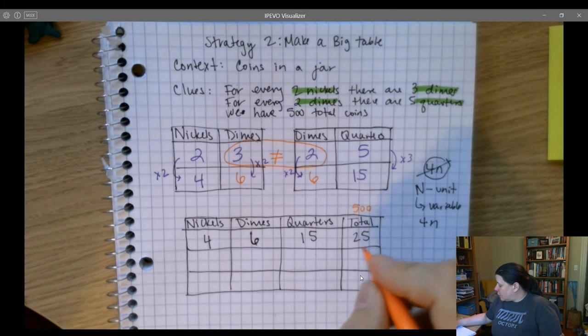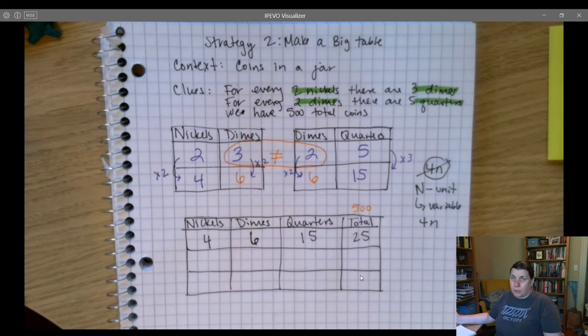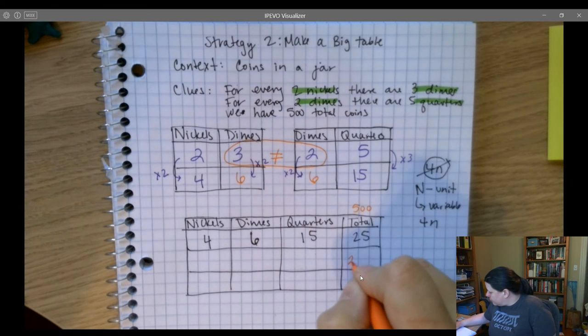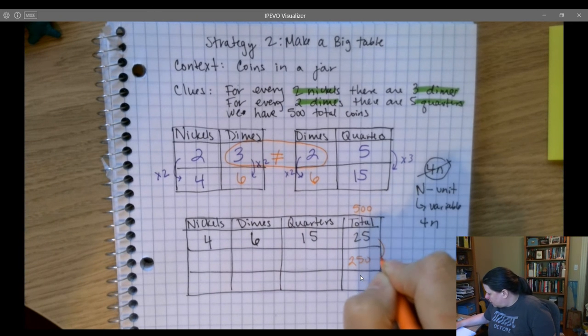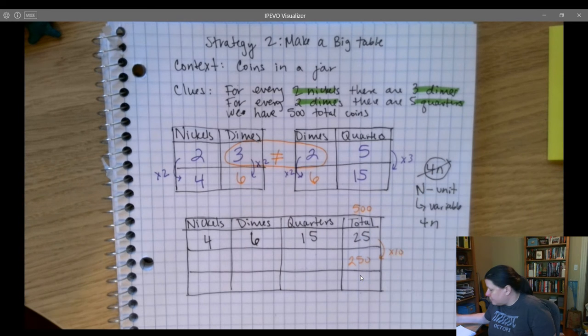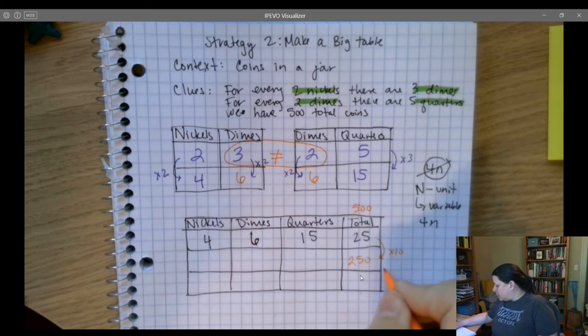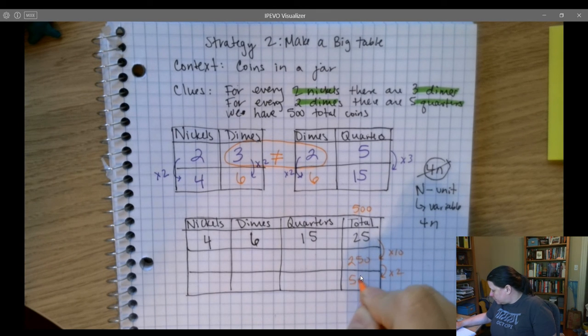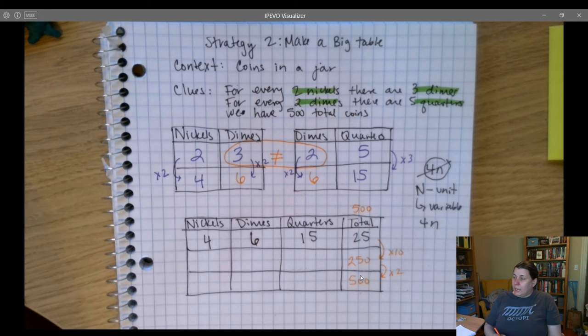To get from 20, I'm trying to go to 500. So I could go to 250 pretty easily by multiplying times 10, and then from there, I just double it to get to 500.